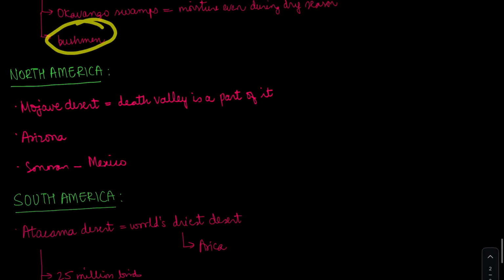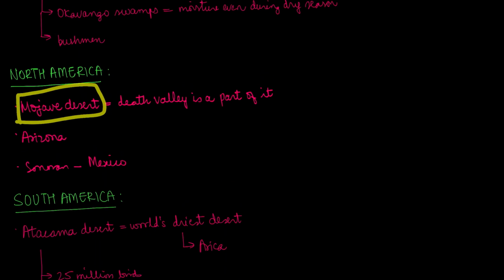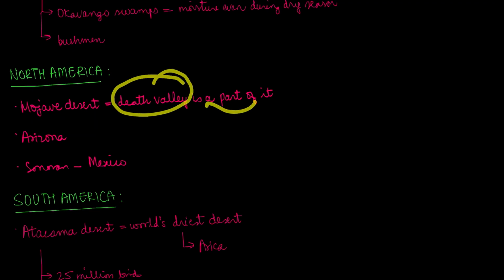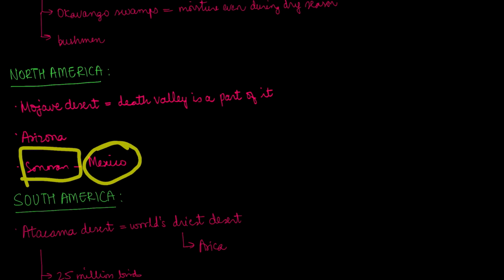Moving to North America. North America has the Mojave Desert, and Death Valley is a part of it. It also has Arizona. You might have seen Arizona State University in Never Have I Ever. Paxton was the one who went to ASU. So remember the Arizona Desert from that. Then Sonoran, which is in Mexico.